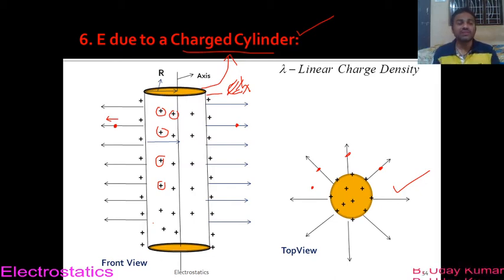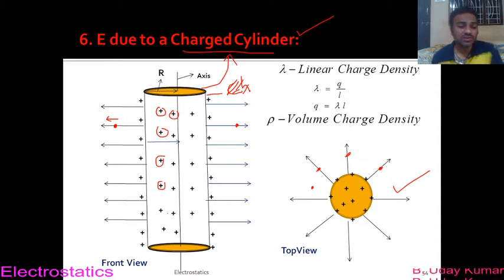Since the charged cylinder is one example for linear charge distribution, we can derive or write the electric field intensity in terms of lambda, which we call linear charge density. And one more thing, it is also an example for volume charge distribution.